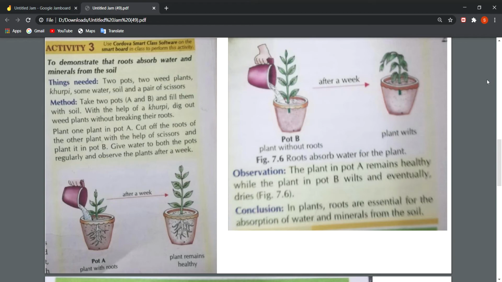What you have to do is take two pots and fill them with soil. With the help of a khurpi, dig out the weed plant without breaking the root. You will pot one plant in one pot, and you will cut the roots of the second plant and pot it in the second pot. You will give water to both the plants regularly and observe the plants after a week. You will observe that the plant which has roots remains healthy, but the plant which was without roots wilts and dries eventually. This concludes that roots are essential for the absorption of water and minerals from the soil.